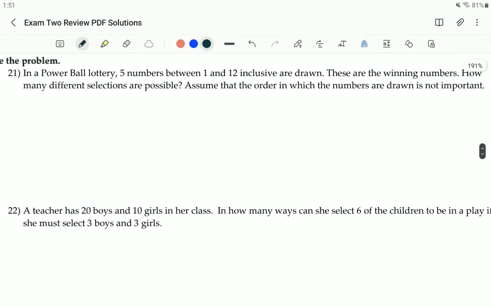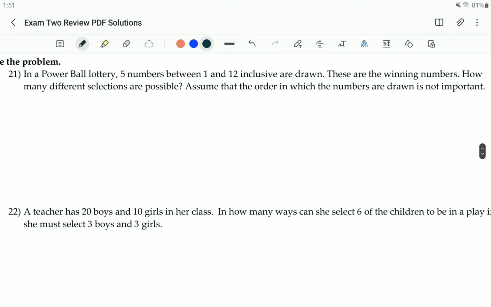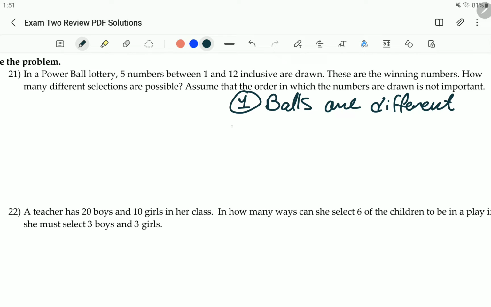Okay, let's start off first with labeling certain things. Number 1, the balls are distinct. That means they are different. Balls are different. Number 2, when you choose a ball, you do not repeat the ball. You do not replace it. So there's no repetition. No replacement.